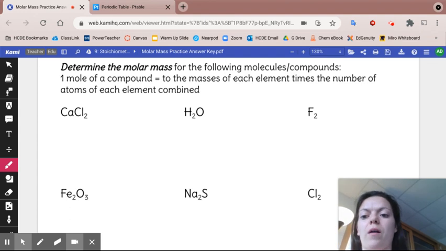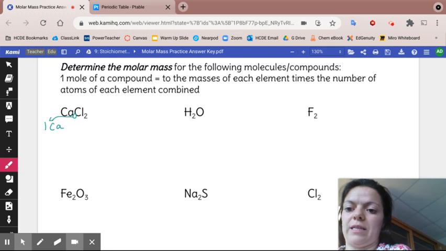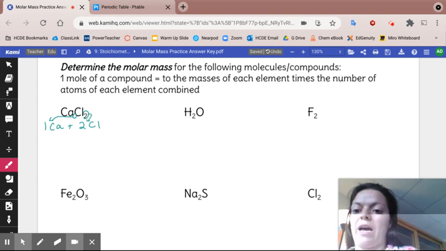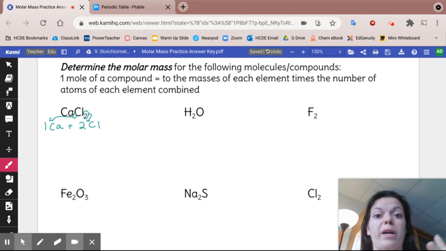For every molecule, I'm going to have 1 calcium, because there's no subscript next to that, and I'm going to have 2 chlorides, okay? So the first thing you've got to do is pull out what are you going to have of each one. Okay, set that up. Now I'm looking at the molar mass. So again, I'm looking for my grams per mole, or my AMU, my atomic mass unit, for a mole of the compound, okay?